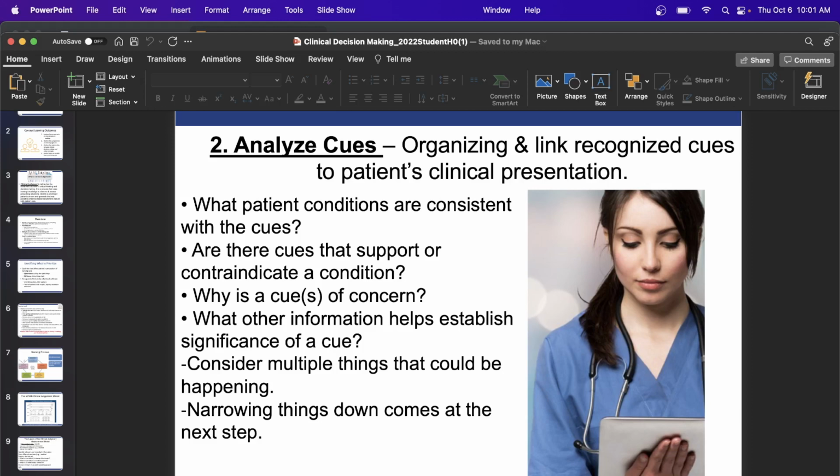We would expect them to have more mucus than they have at home. It's what led to their hospitalization. We would expect them to most likely be on supplemental oxygen. But what are the cues that contraindicate the condition? So what if they have chest pain? You don't typically expect acute chest pain in somebody with a COPD exacerbation.